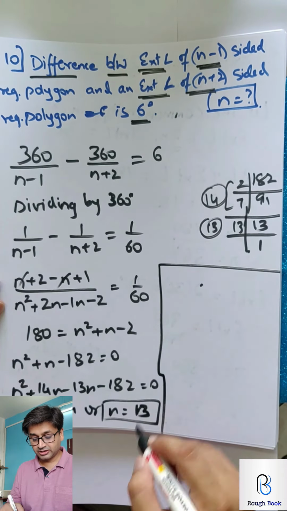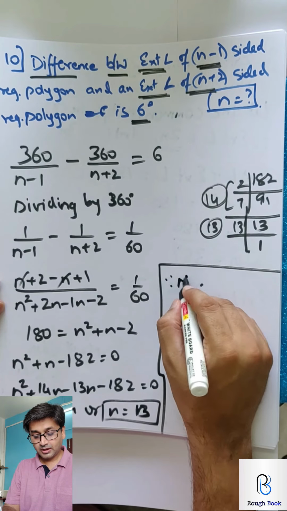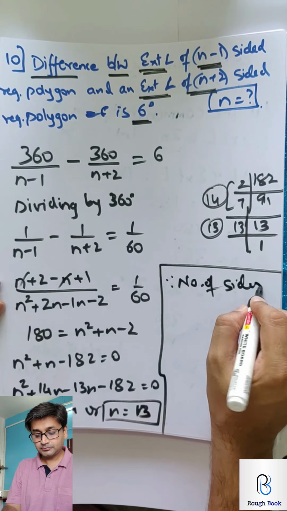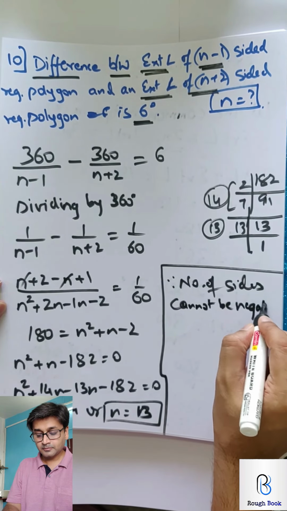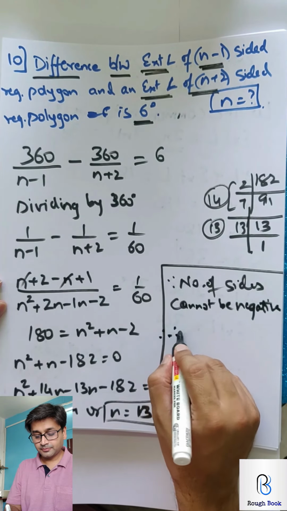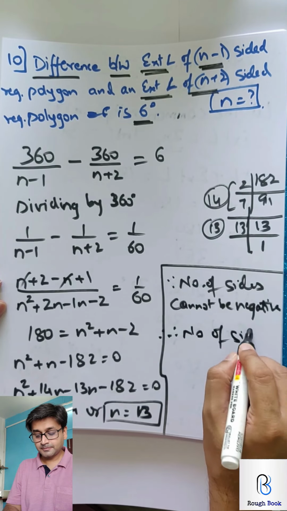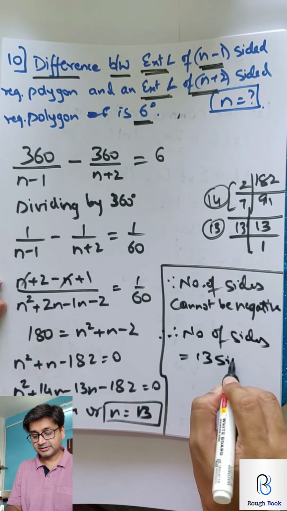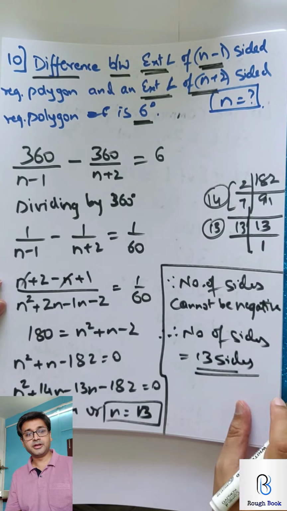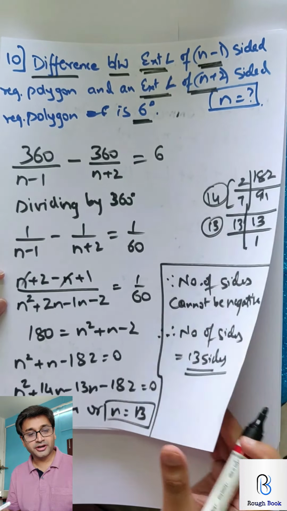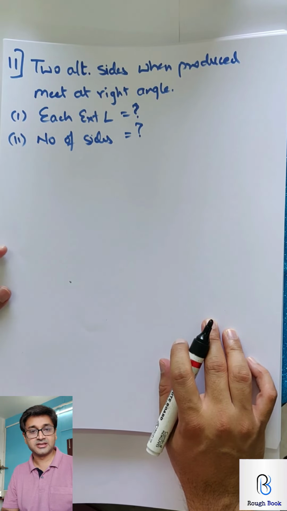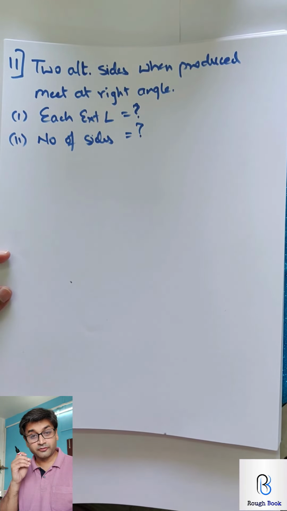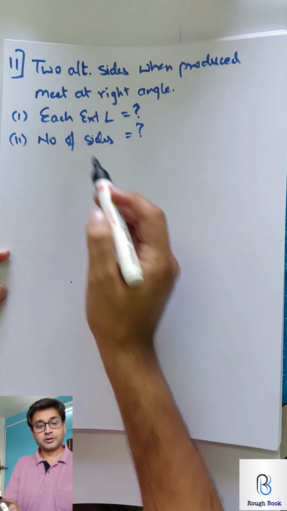So how will you write your closing statement? Since number of sides cannot be negative, therefore number of sides equals 13 sides. Clear everybody? Was this fun? Did you enjoy it? Okay, let's go with the next question, the last question of the exercise. At least this one try on your own with all your might and effort.